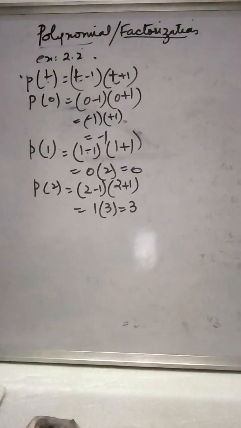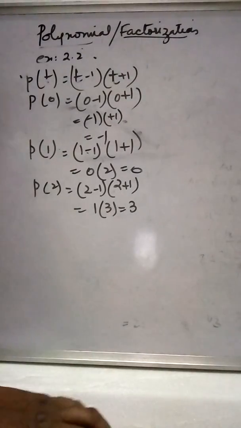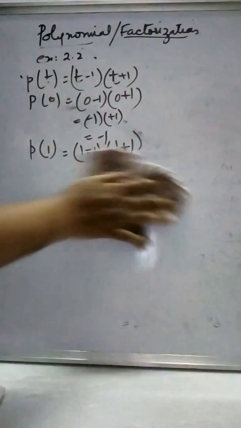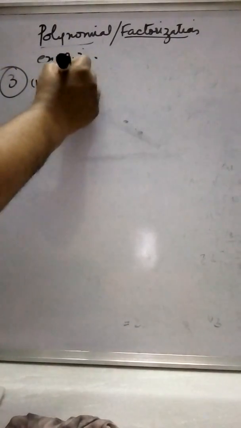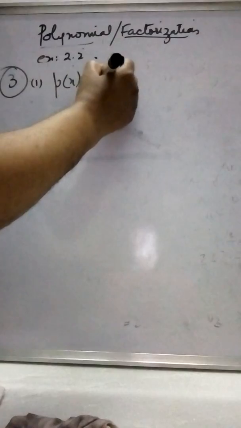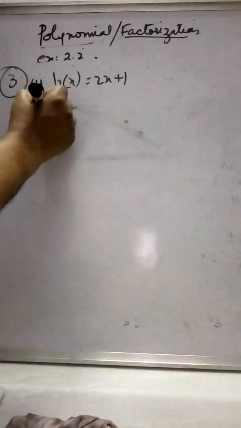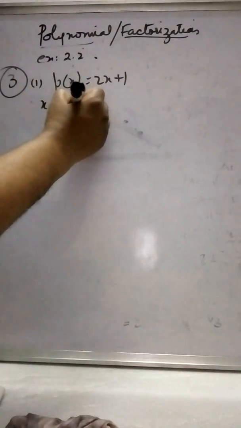Okay, now the next problem I have is the third problem, which is asking: verify whether the values of x given in each case are zeros of the polynomial or not. So first one is given as P(x) = 2x plus 1. I have to see when x is equal to minus 1 by 2.